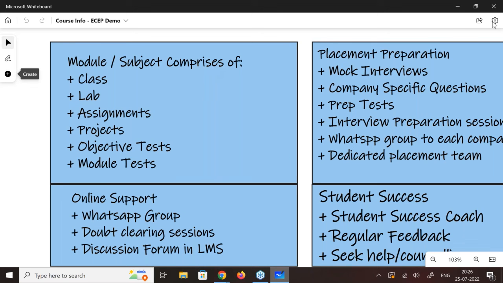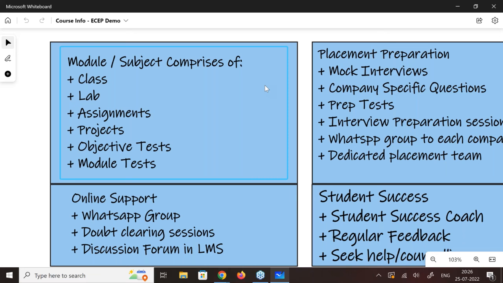So initially I'll briefly explain how the course is delivered. Then I'll move on to the course demo, and I'll walk you through the learning management system. So to give an idea of how the course is delivered.